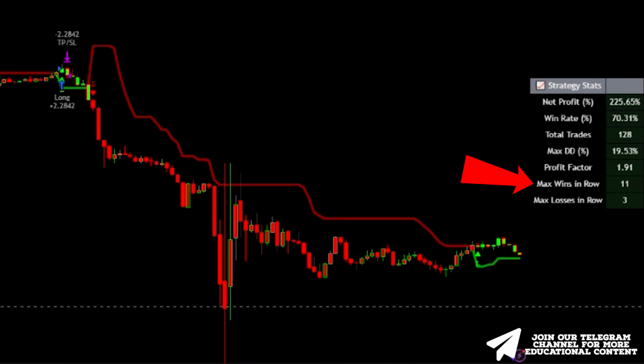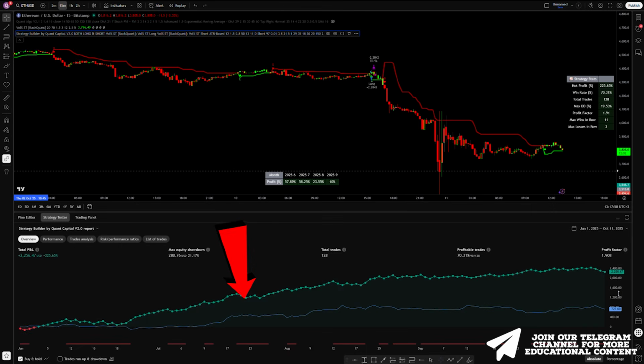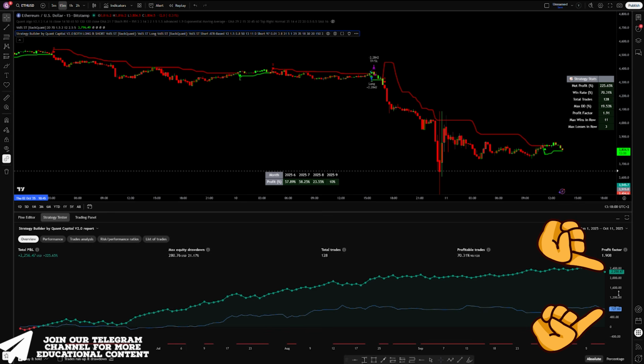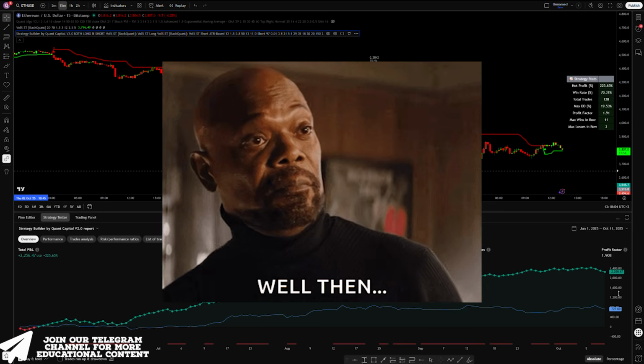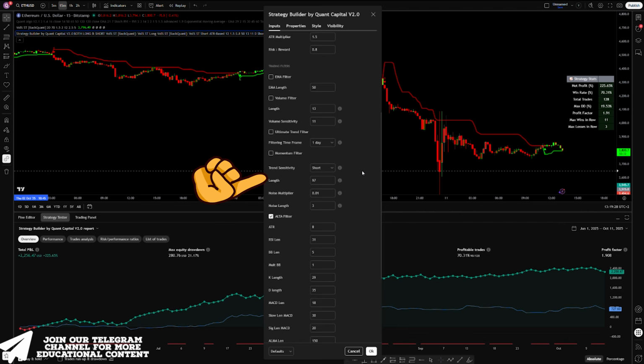However, we now have 11 winning trades in a row and only 3 consecutive losses. The equity curve is amazing, and traditionally, we top the buy and hold strategy. Looking for even stronger results? Simply apply Quant Builder's built-in momentum filter.